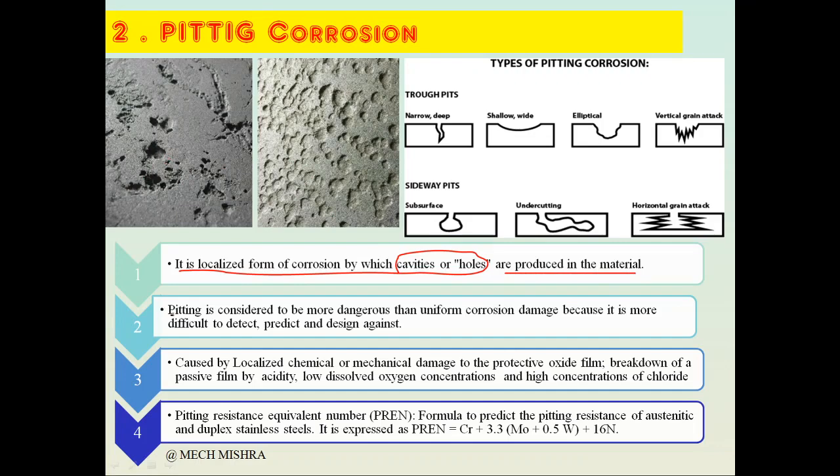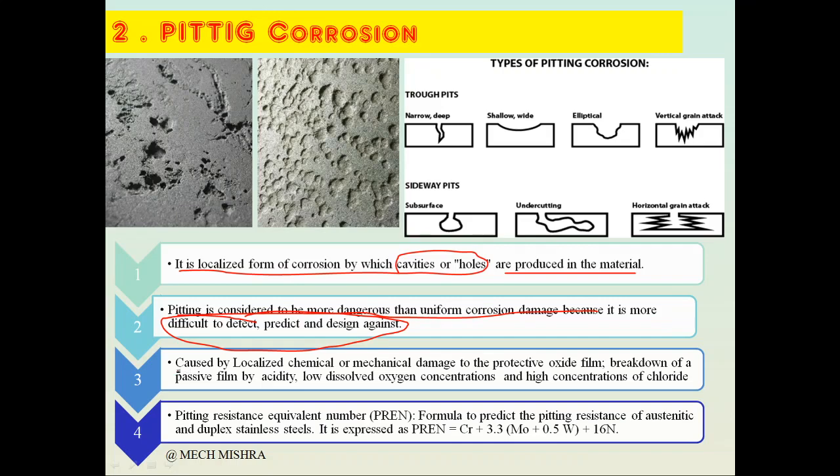So pitting corrosion is a more dangerous form than the uniform corrosion we saw earlier, because it's difficult to detect, predict and design against, since predictability is less. We cannot predict where the corrosion will happen and the material will fail suddenly, which will lead to loss of containment. That's why this is a more dangerous form than general corrosion, due to its lack of predictability.